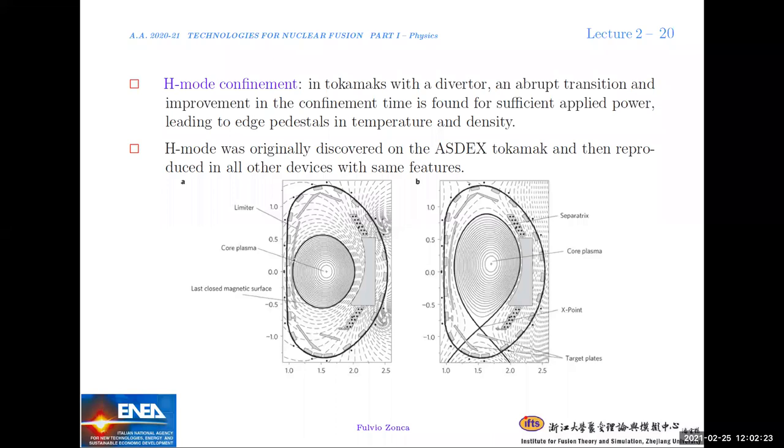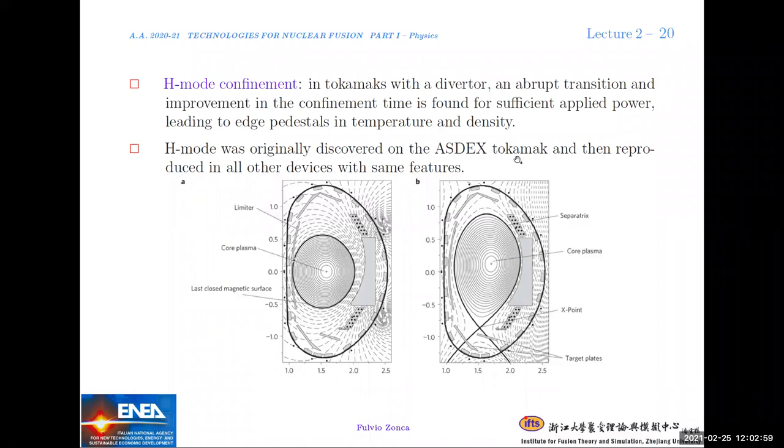not so much improved. But if you change your topology and introduce a flux surface in which you have an X point, that means the magnetic field doesn't twist around the surfaces anymore, but has only a toroidal component. So you go from closed magnetic flux surface to open magnetic flux surface in this region. By controlling the existence of this X point, you can have a further increase. By the way, in this region, this is what people call the divertor.